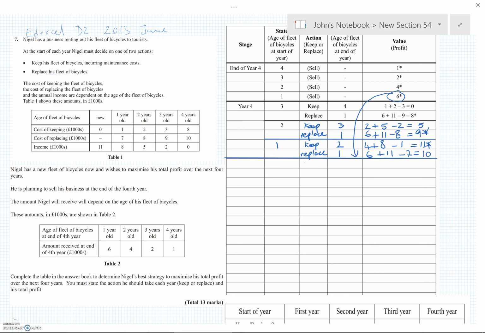So now we've completed the whole of that stage, which is year 4, and we're moving on to year 3, hence the line that's just been produced across the whole of the table, because we're now at the next stage. At the beginning of year 3, we could either have 2-year-old bicycles or 1-year-old bicycles, which we choose to keep or replace for each one.